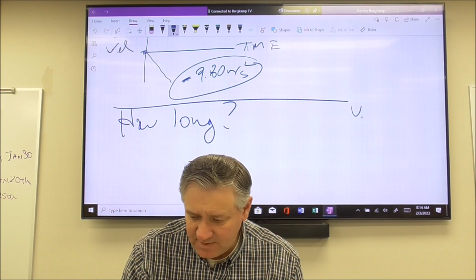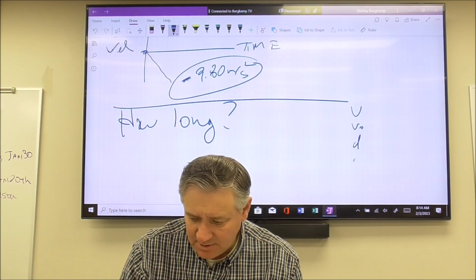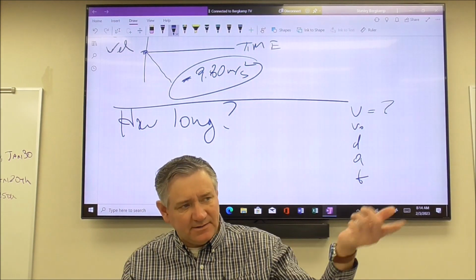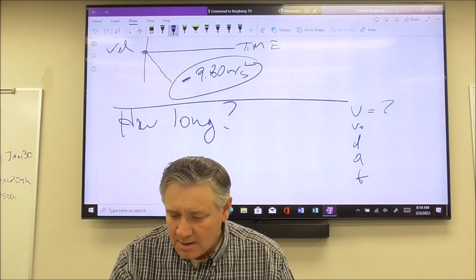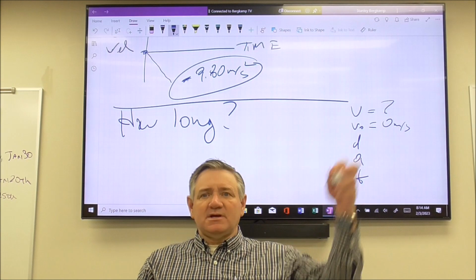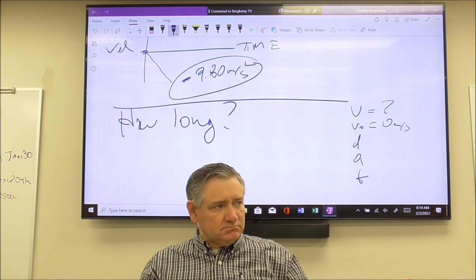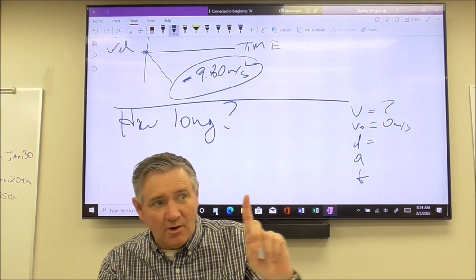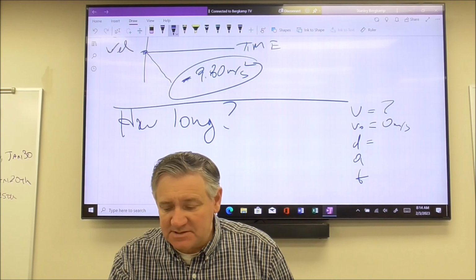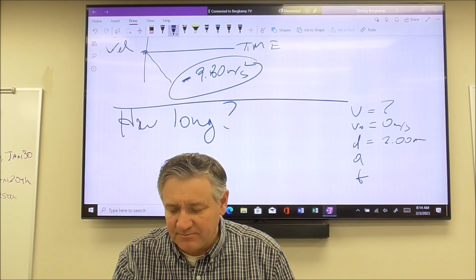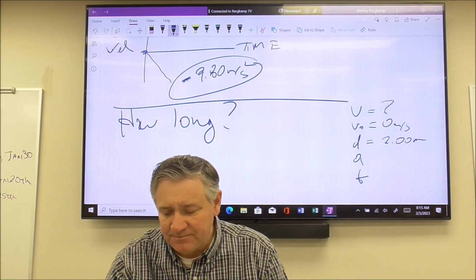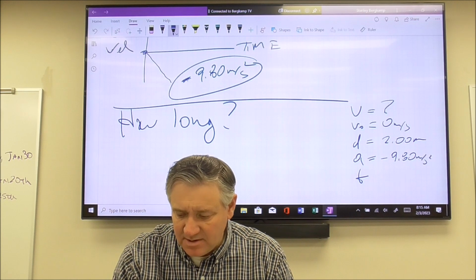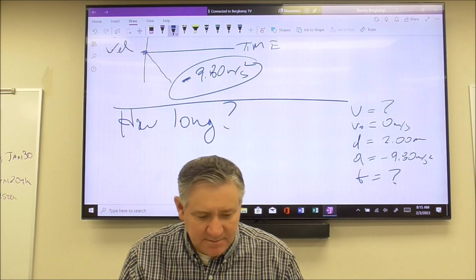So let's do the v-dat chart. My final velocity, I'm going to find that later on. I don't know that right now. I know my initial velocity is 0 because I was told that I'm just going to drop the ball. My distance for now, I'm just going to put that as 2 meters. My acceleration, we said, was negative 9.80 meters per second squared. And my time is what I don't know.